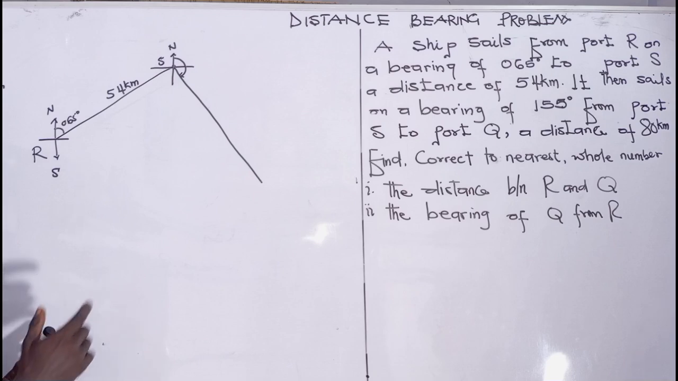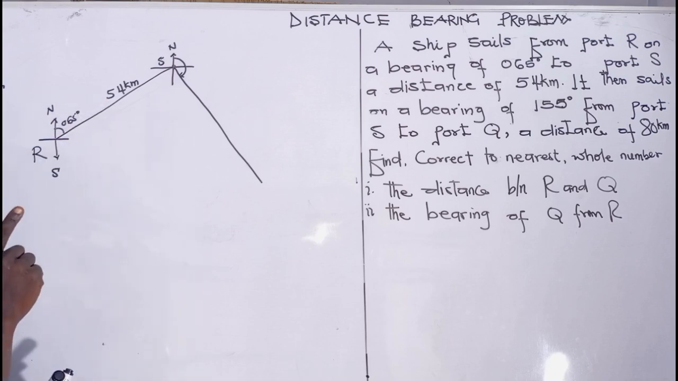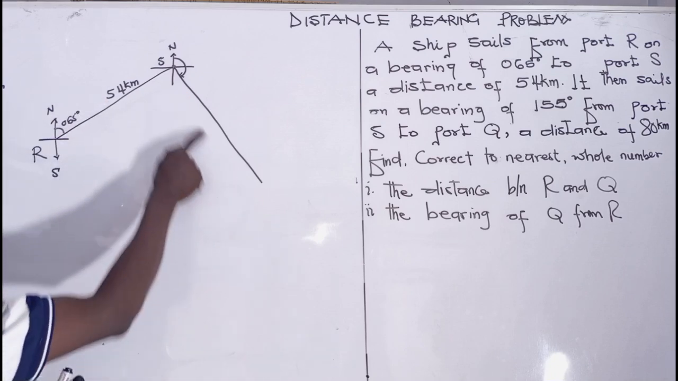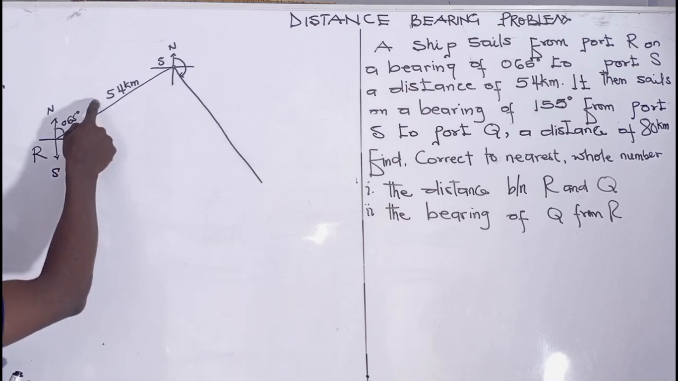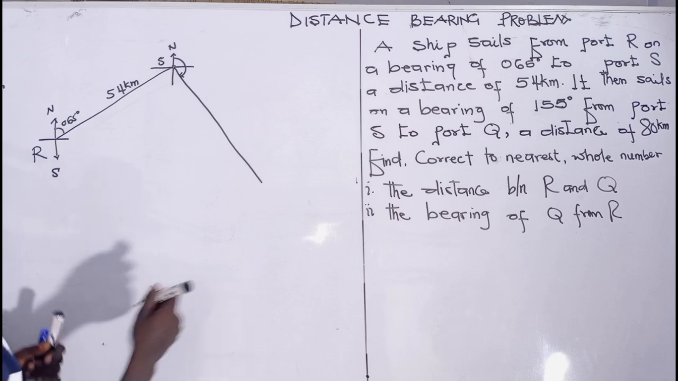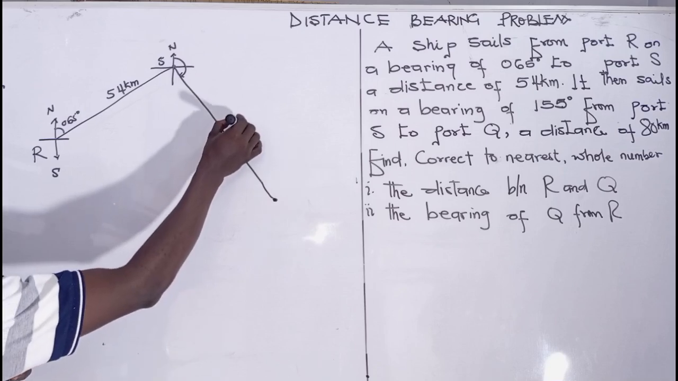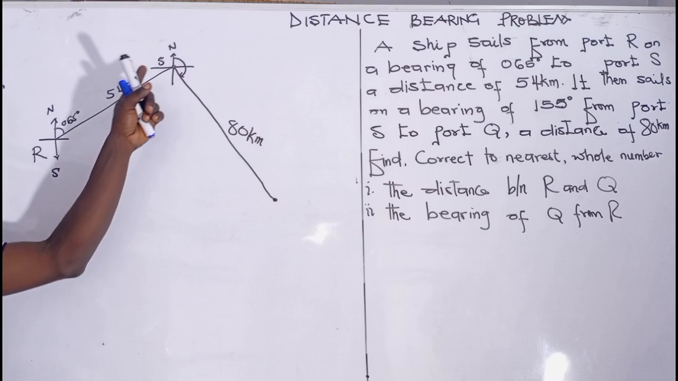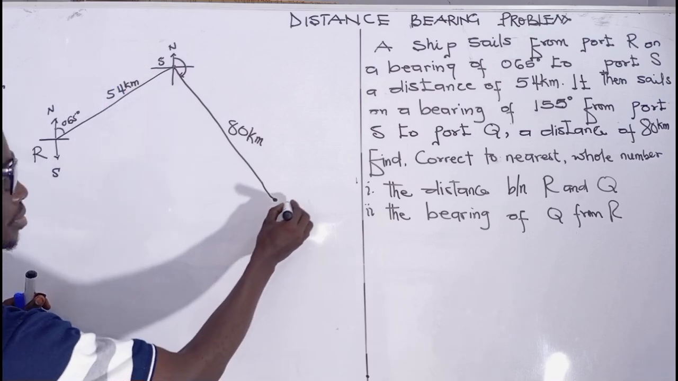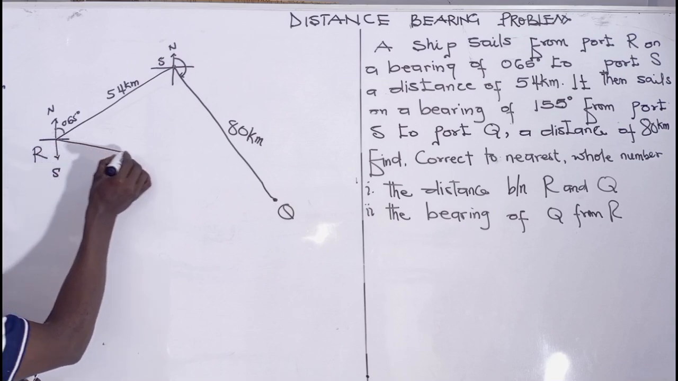Now remember that the distance given is 80 kilometers, and we know that 80 kilometers is longer than 54 kilometers. So this line might be longer than this line because 80 kilometers is longer than 54 kilometers. So we can end here, and the distance is 80 kilometers, from port S to port Q. Now let's join this out.